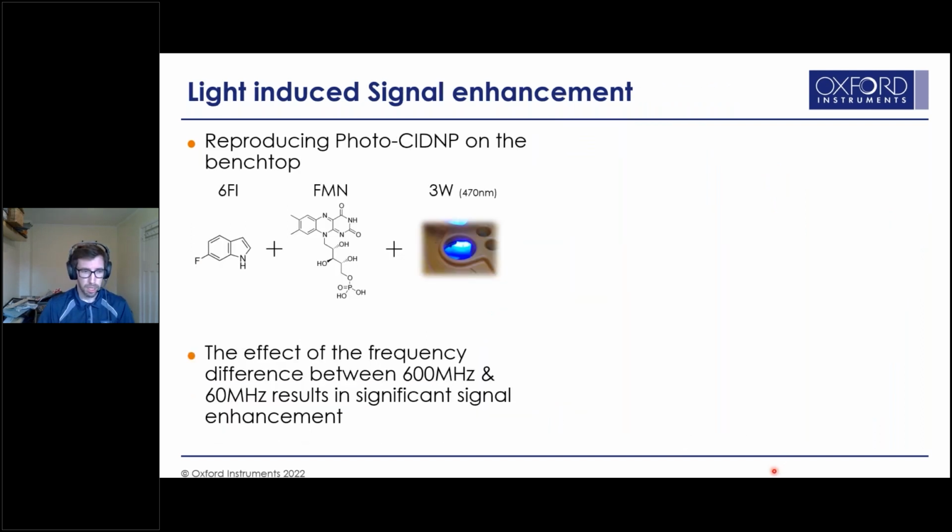Now, obviously, Sasha also talked about the chemically induced dynamic polarization experiments. And again, if we recreate that same experiment, so 6FI with FN and using our 3-watt blue illumination, we should be able to see that same behavior. Now, obviously, we're on benchtop. Our sensitivity, being a function of the external field strength, is lower. So first of all, okay, we'll start with 100 times the concentration. So here we're at 100 millimolar as opposed to the 1 millimolar that Sasha showed.